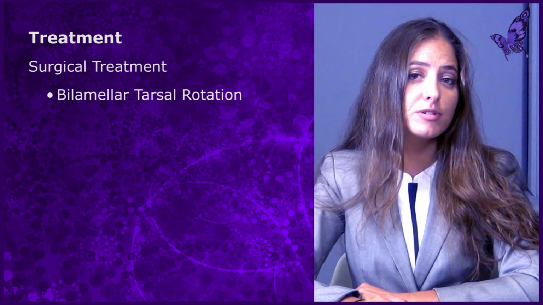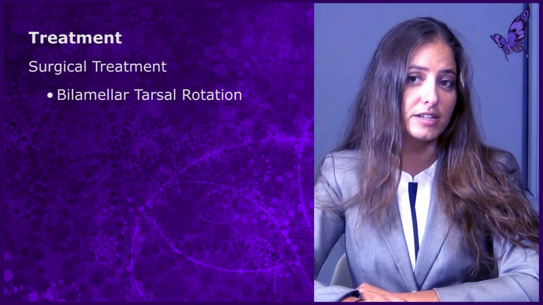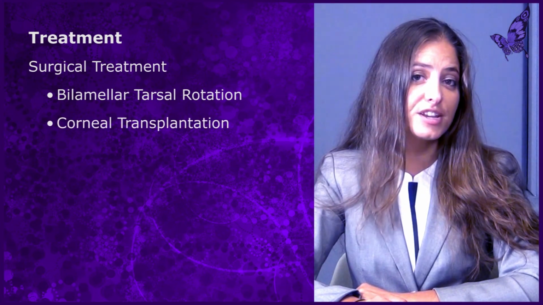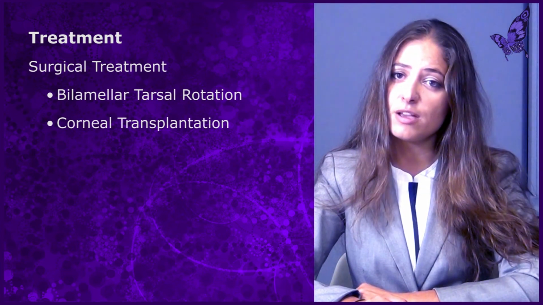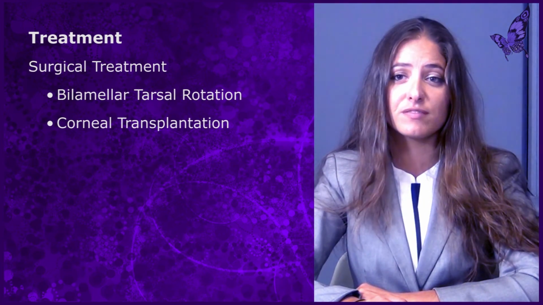Surgical treatment is recommended in cases of TS and TT that are refractory to medical therapy. The main purpose of surgery is to remove scar tissue, correct eyelid deformities, and limit the progressive damage to the cornea. Bilaminar tarsal rotation, or BTR, the most common surgical technique, moves the eyelids away from the cornea. In more advanced stages, corneal transplantation may be necessary. Unfortunately, post-operative recurrence of trichiasis is seen in 5 to 60% of cases.